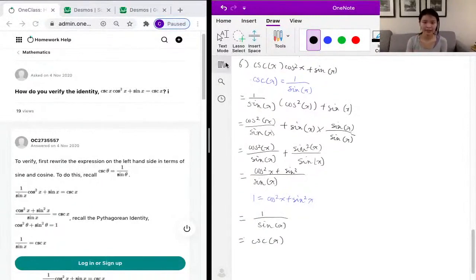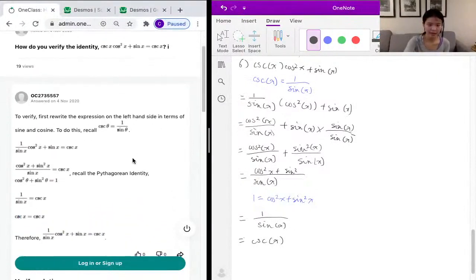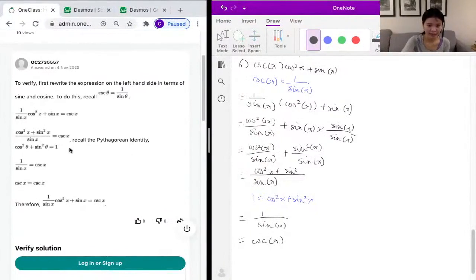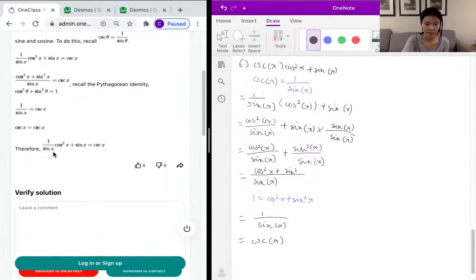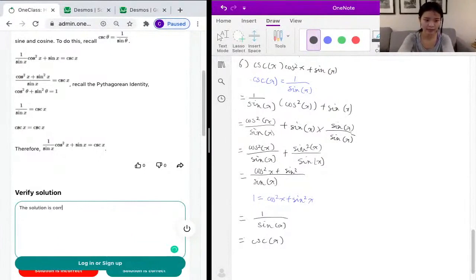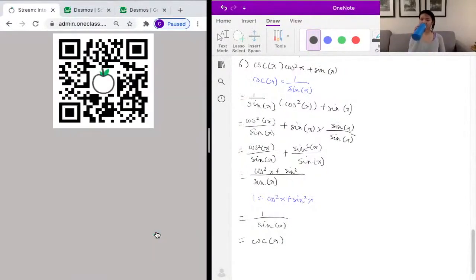Perfect. Now let's look at our sample solution over here. Yes, they use the same steps as we did. They didn't write out the steps in as much detail as we did, but that's just because I thought explaining in more detail should help. So yes, that's pretty good. So let's just say the solution is correct. Good job. The solution is correct.